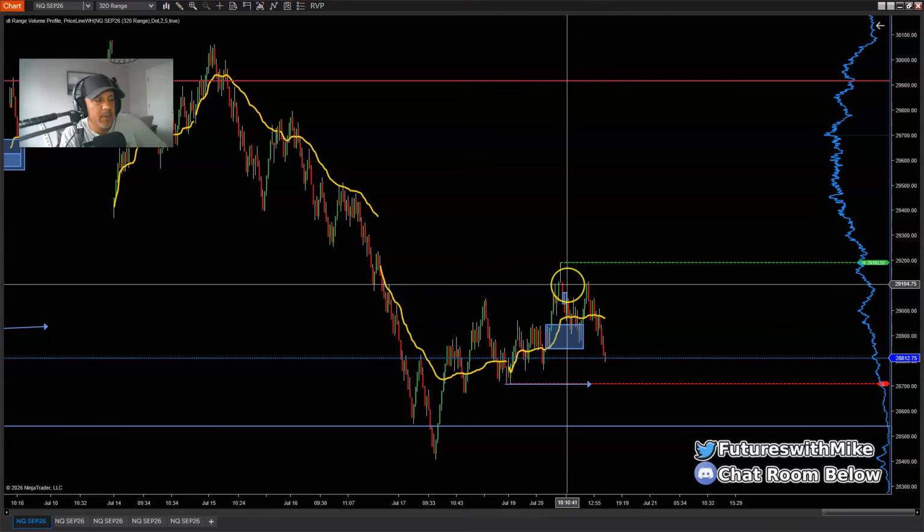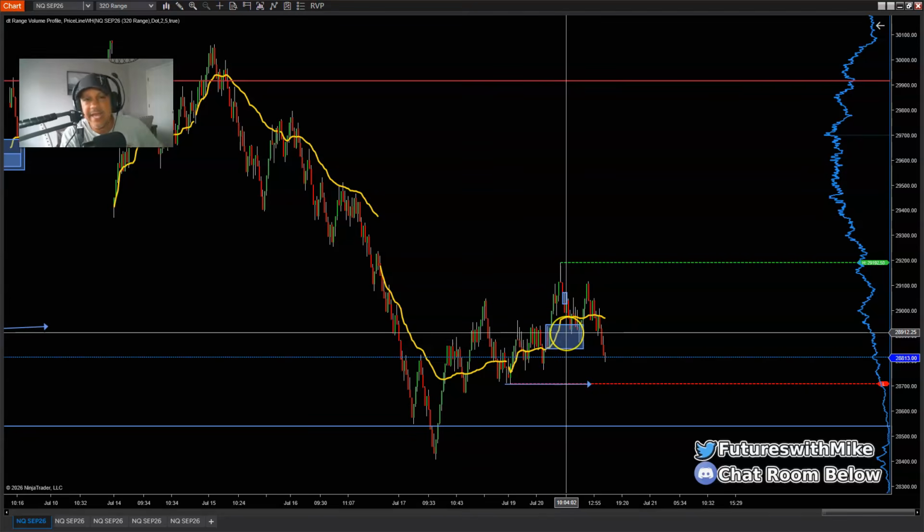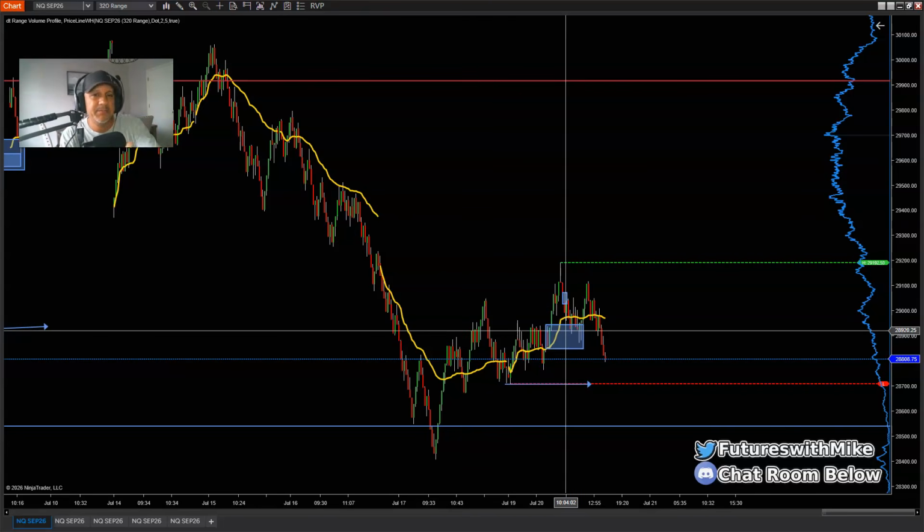Now what I'll do is wait for the market to come back to this zone here on the 320 range chart. From there, I'll move down to, say, for example, my 120 range chart to find a demand setup as well. So we're looking for confluence. We're not looking for a demand on the higher base chart and supply on the lower base chart. You want everything to be the same. You want everything to be moving in the same direction.